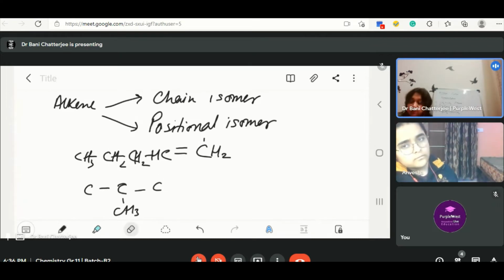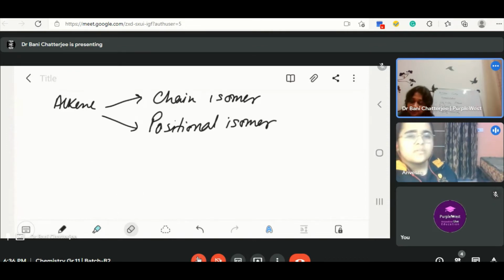My handwriting is becoming poor in this actually. Wait. No, ma'am, that was understandable. You are able to understand. I am drawing the bond line structure otherwise.